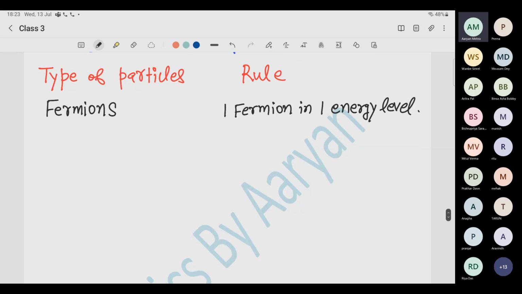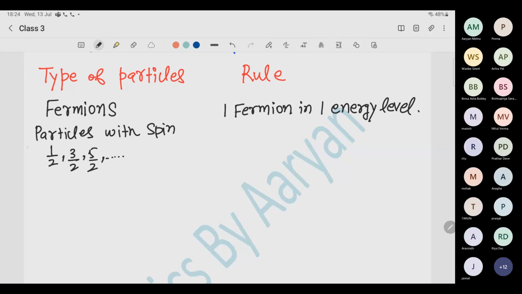Sometimes in the question it is not mentioned that it is fermions. It is mentioned that it is either electron or proton. So before coming to that, you must know what a fermion is. A fermion is a particle with spin 1/2, 3/2, 5/2, and so on.